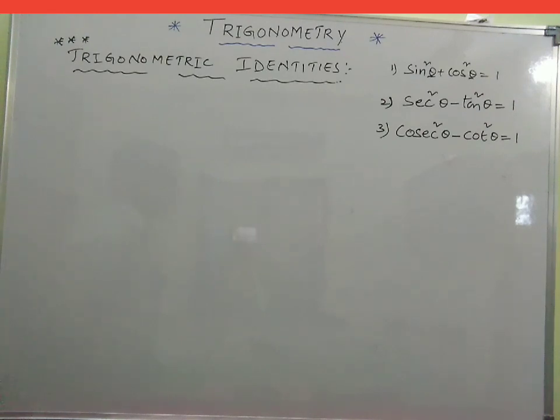In the last video we already discussed trigonometric identities. How many identities are there? There are 3 identities. Can you recall what they are?